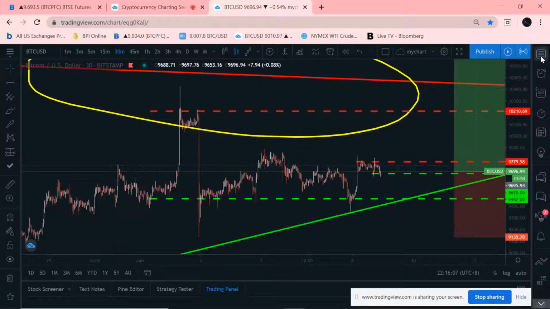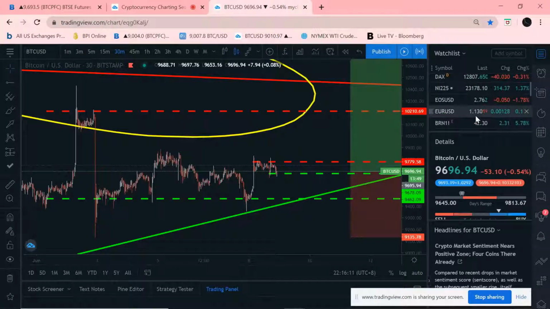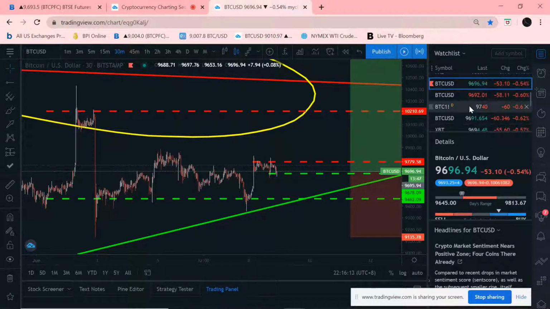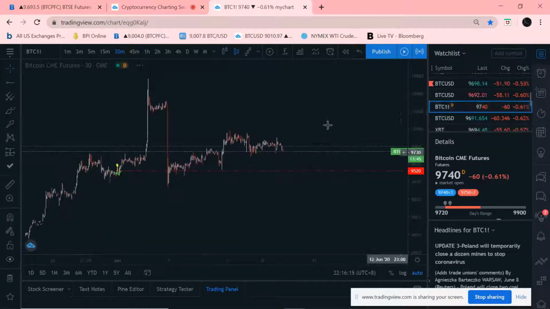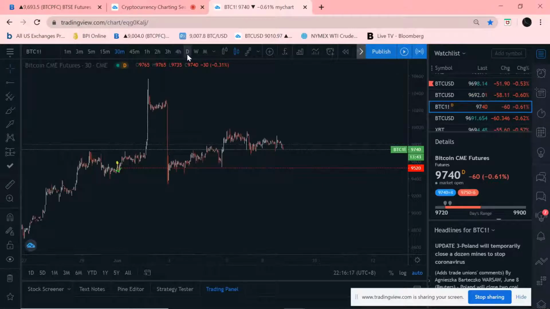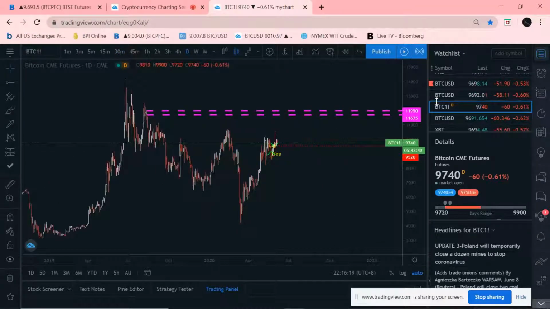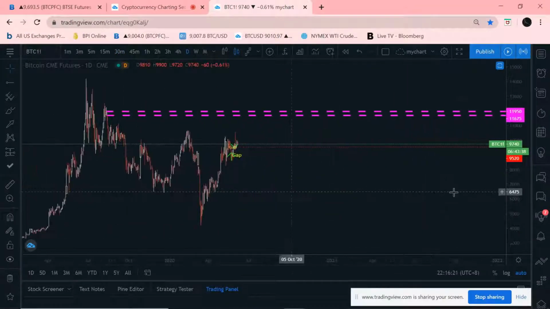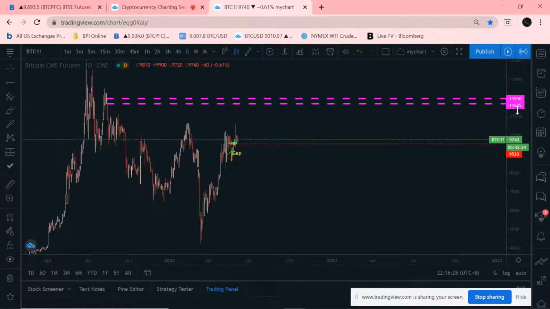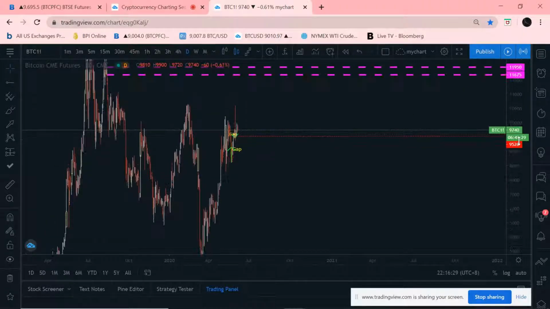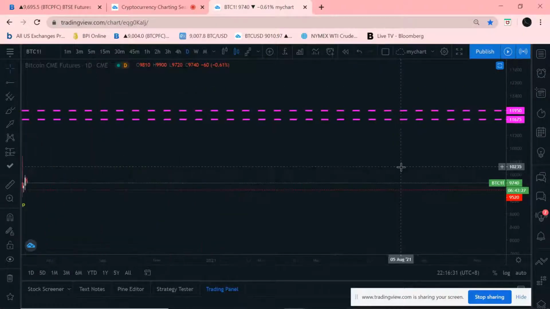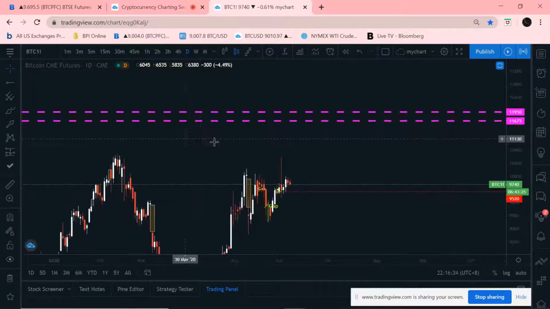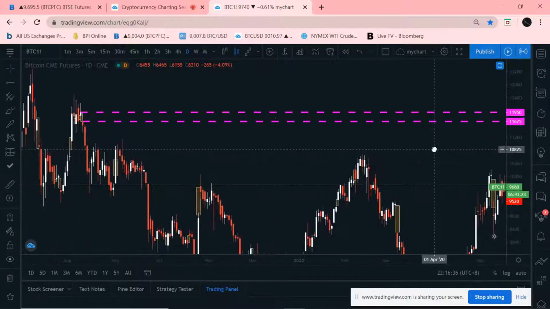Anyway, I will show you the gap in the CMC chart. So let's see. This is the gap that is not yet filled, around 11,675 to 11,950. So let's see. I think it will fill the gap.